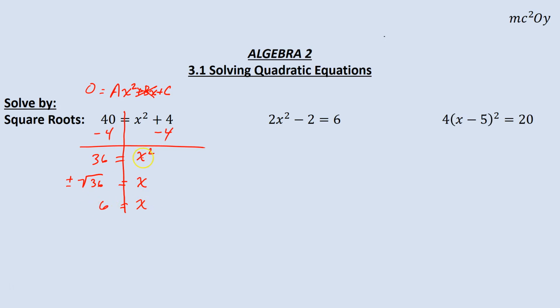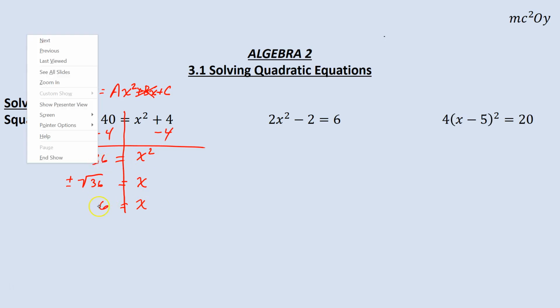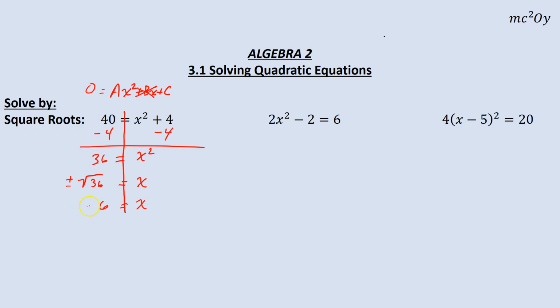Well, I know that 6 times 6 is 36, but I also know that negative 6 times negative 6, negative times negative is positive, is 36. So the way we write that is just the way I did there, plus and minus 6. That means if I were to look at the graph of this, my graph would cross here at 6 and over here at negative 6.